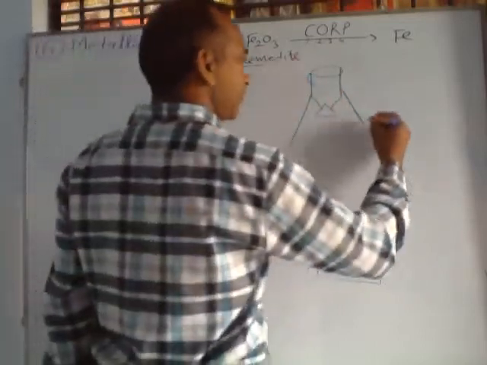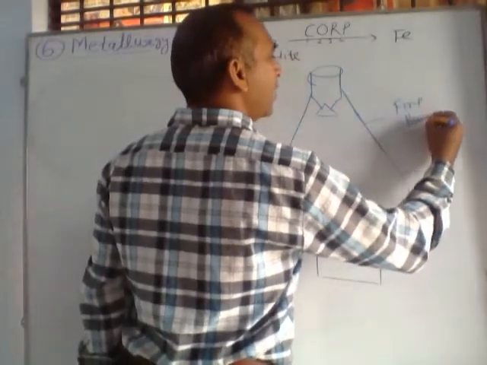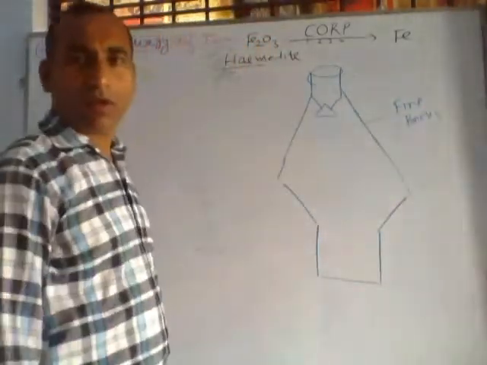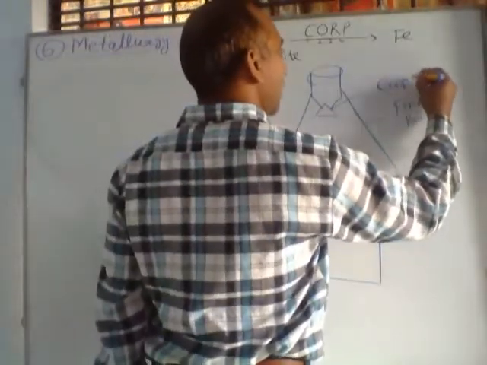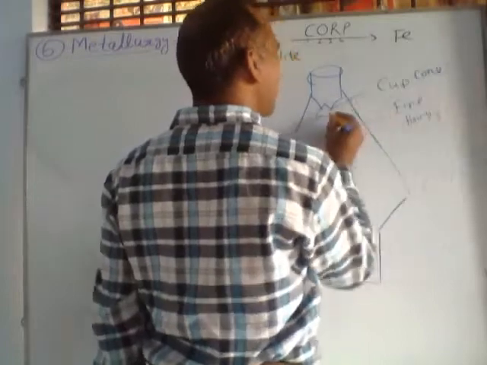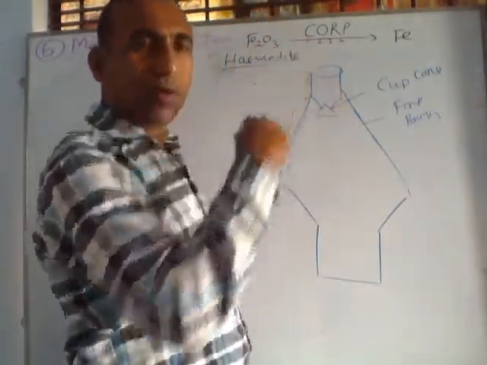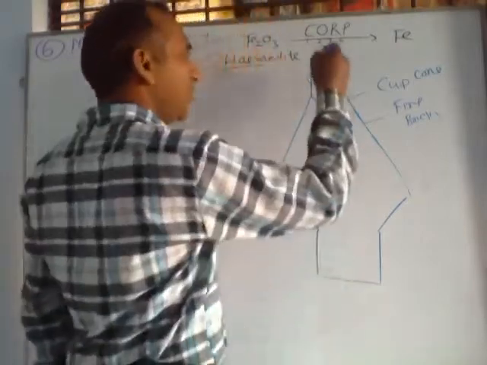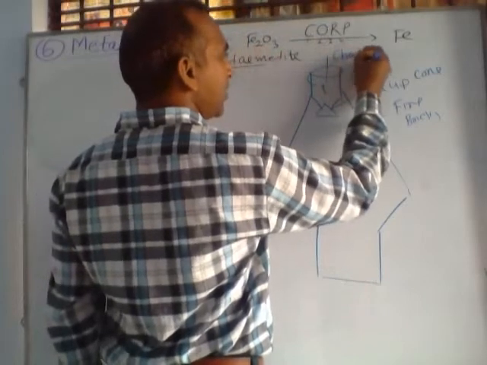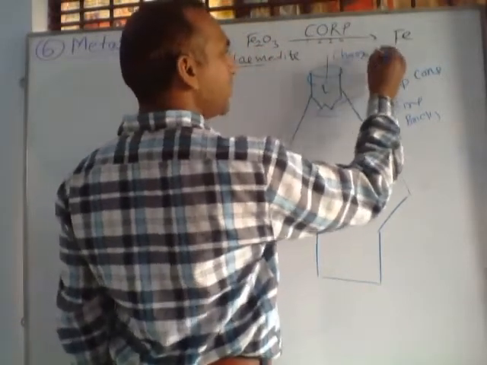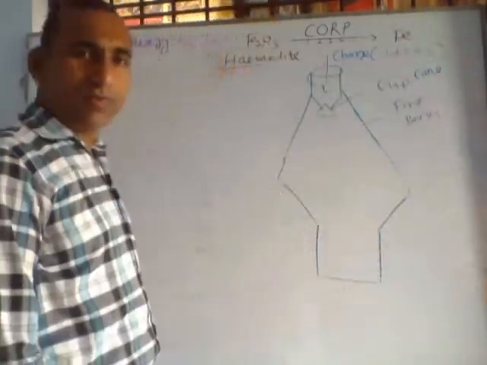Number one, this is the fire bricks wall, and this system is called the cup cone system. Here this is the cup, this is the cone, and from the cup and cone system we feed a mixture of three things called charge. Here charge means there are 1, 2 and 3 objects.